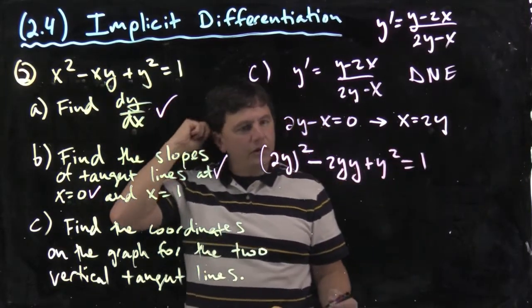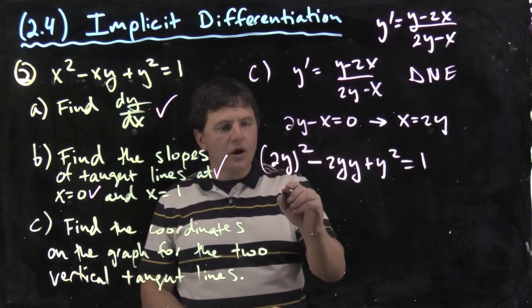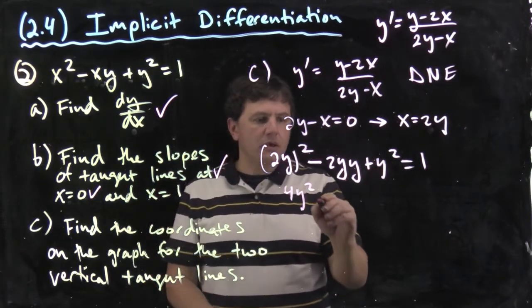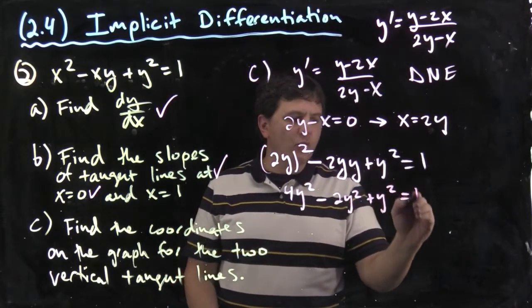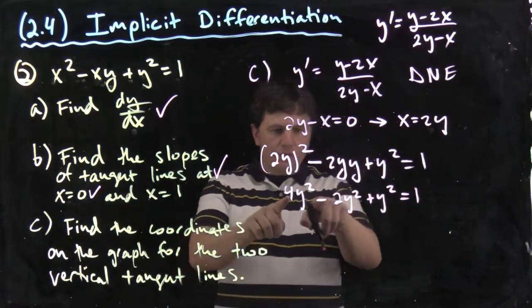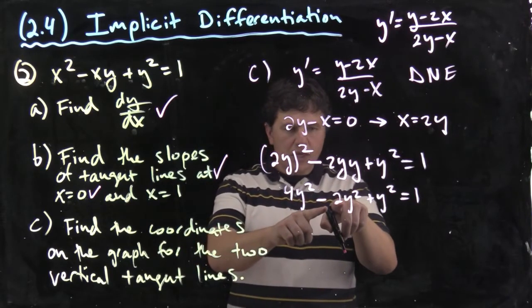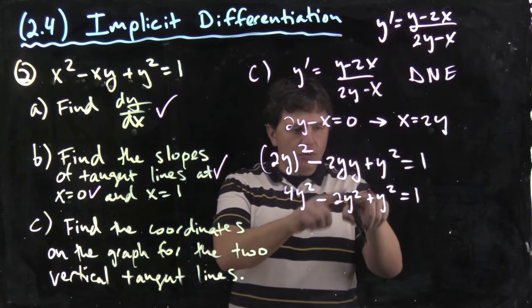So I've got some simplifying to do here. 2y squared is 4y squared, minus 2y squared, plus y squared is equal to 1. So 4 minus 2 is 2, plus 1, that's 3.